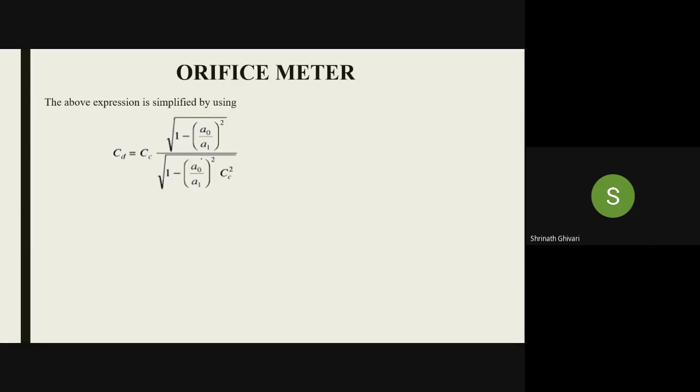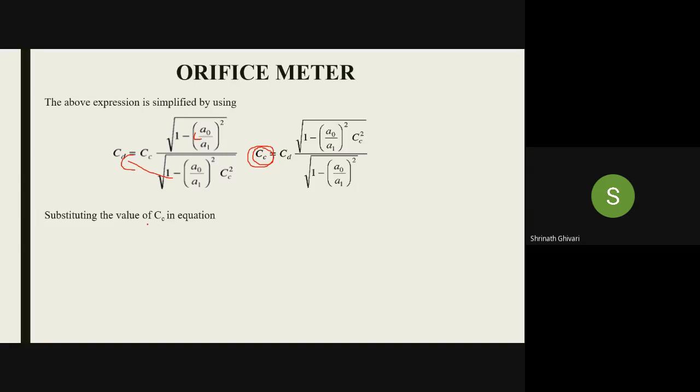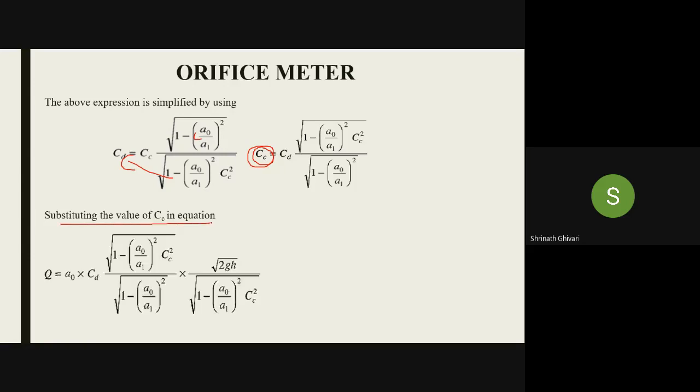So now, how can we write? Now I have taken everything in terms of CC. So CC you take, you multiply it with CD and you divide it by this one. So it will be interchanged. Then you substitute this value of CC in equation 4, whatever value we had got previously. So in equation 4, if we substitute, we get this expression.